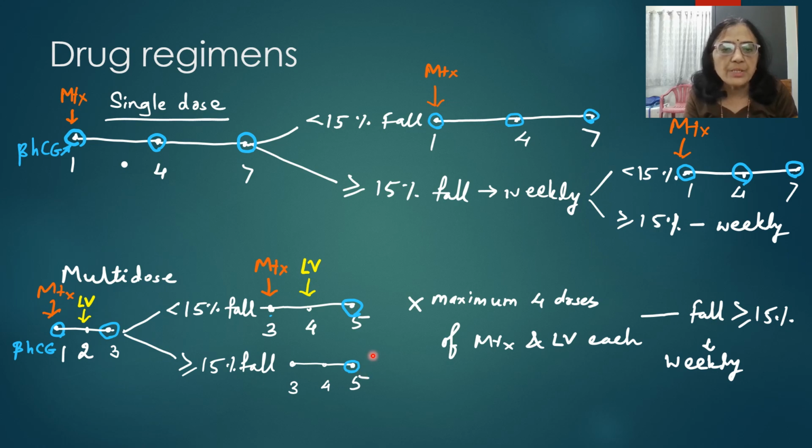I hope it becomes clear that it is not that we give multi-dose methotrexate on days 1, 3, 5, 7. No, it depends on how much is the fall. If the fall is satisfactory, greater than or equal to 15%, there is no need to repeat methotrexate. Then once we don't give methotrexate, we don't follow it on the next day by folinic acid also. Once the fall we have achieved is greater than or equal to 15%, then the patient is shifted to weekly testing as in single dose.